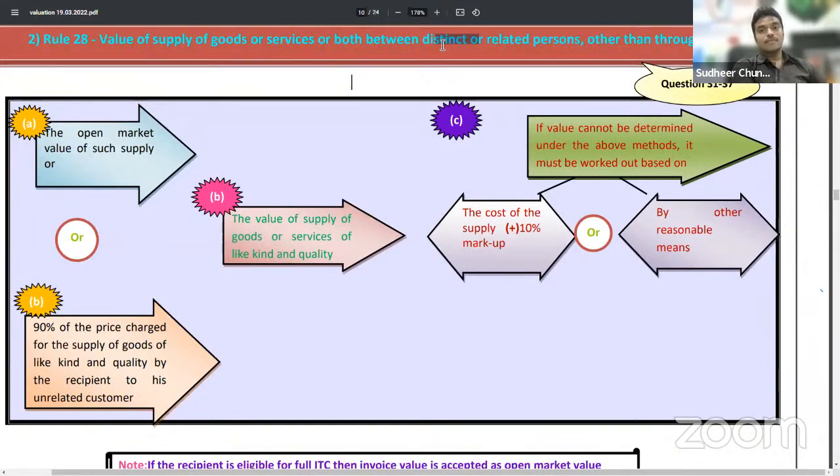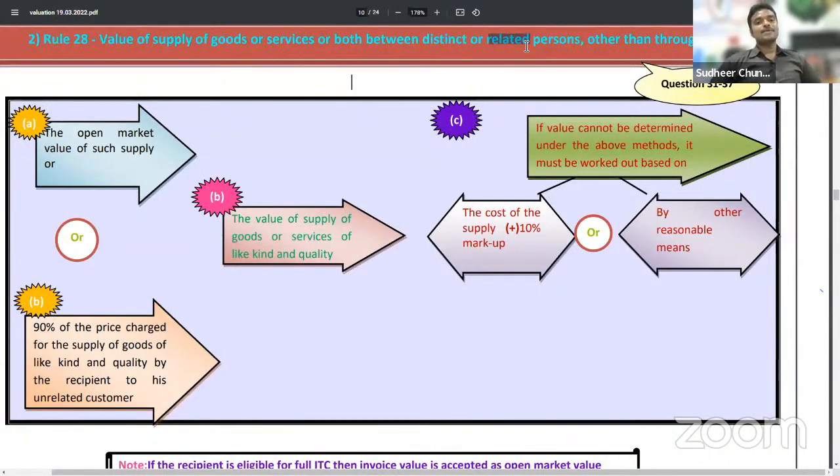The definition of the term distinct person is given in section 25. So if you want, you can go through it. Now coming to the next thing, whenever the supply is made between distinct persons, the value cannot be determined because from one branch to another branch they are selling. So here value cannot be determined. Or between related persons, if you sell, you have violated the section 15 condition. So here the value is to be determined using rule number 28.